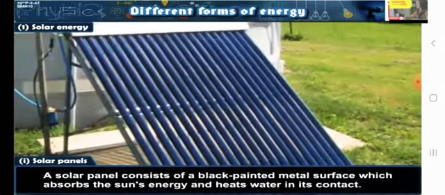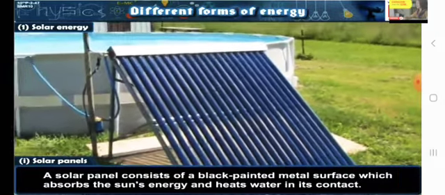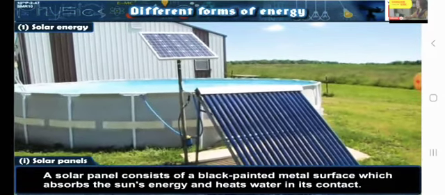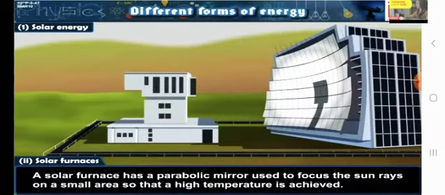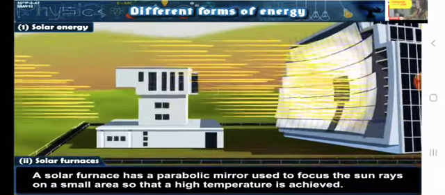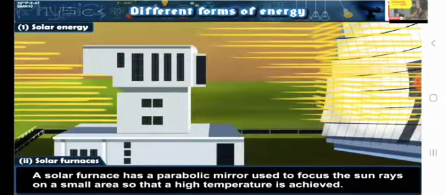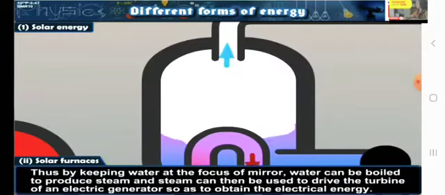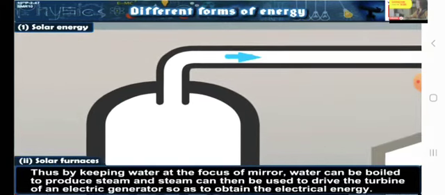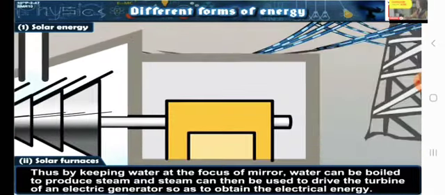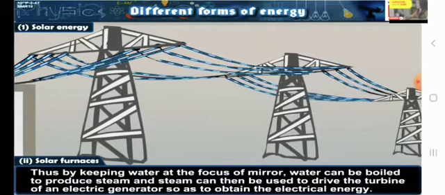First, a solar panel consists of a black painted metal surface which absorbs the sun's energy and heats water in its contact. Second, a solar furnace has a parabolic mirror used to focus the sun's rays on a small area so that a high temperature is achieved. Thus, by keeping water at the focus of the mirror, water can be boiled to produce steam, and steam can then be used to drive the turbine of an electric generator so as to obtain electrical energy.